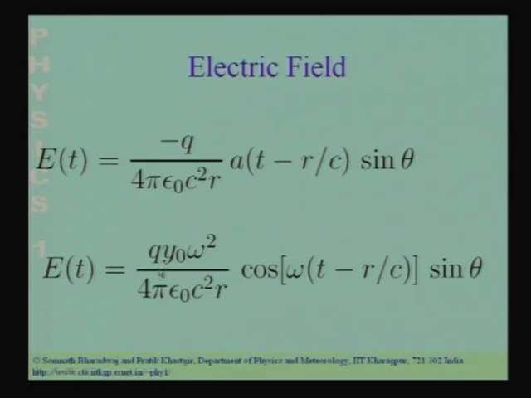It is q into omega square into y naught by 4 pi epsilon naught c square r into cos omega t minus r by c. So, this is the cosine at a retarded time t minus r by c, into sine theta. So, this is the electric field. This gives us the electric field at the point where we wish to calculate it, and this can be applied at a large distance r in any arbitrary direction theta.